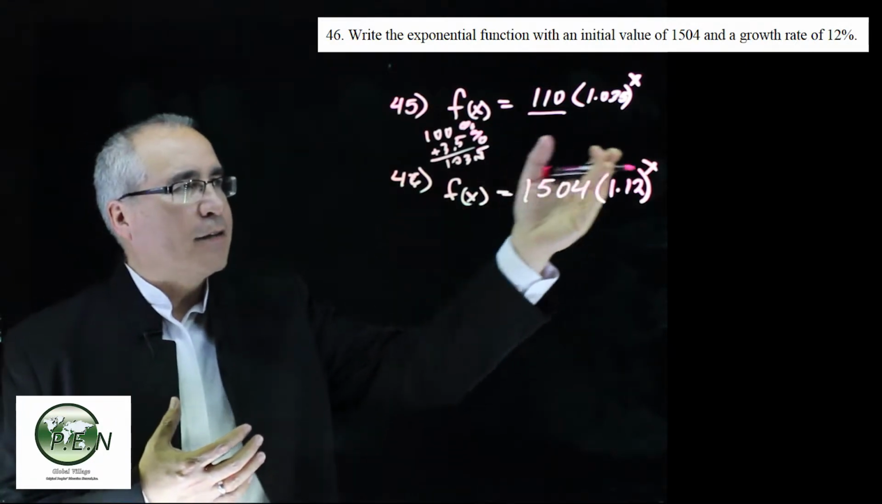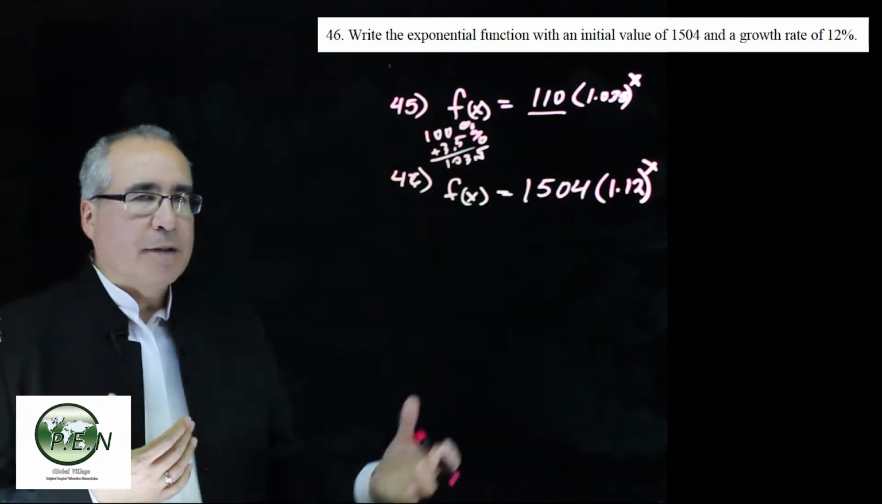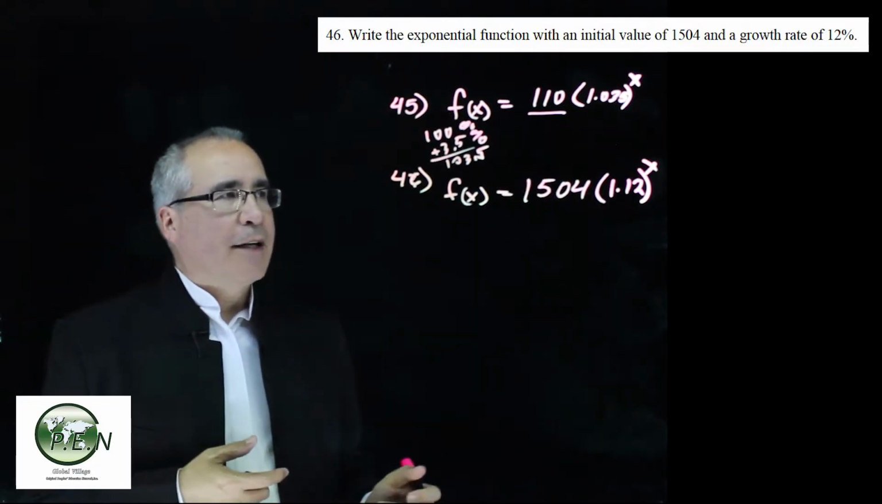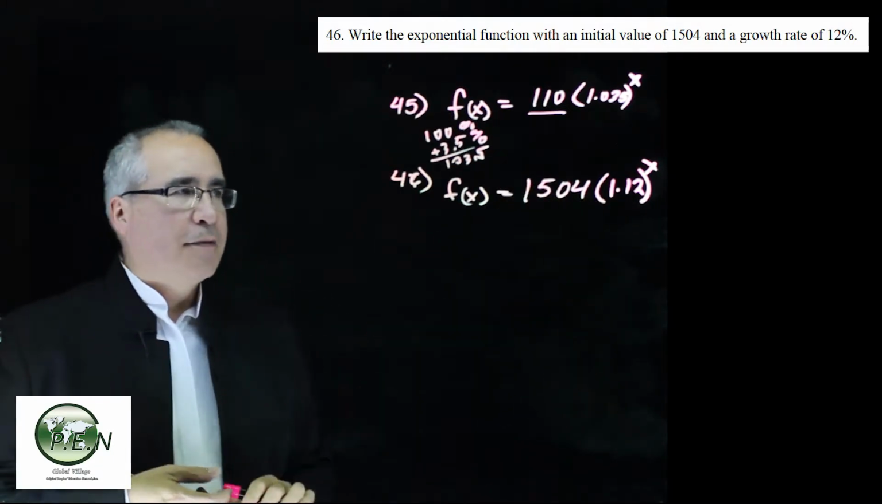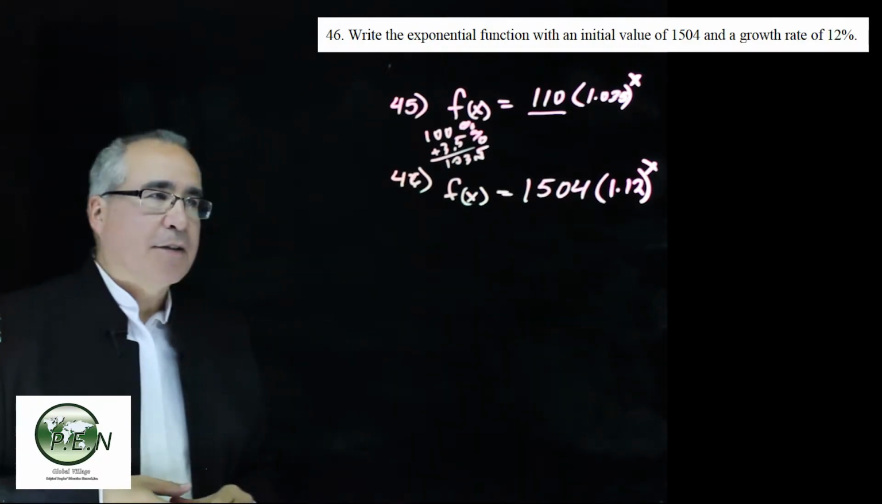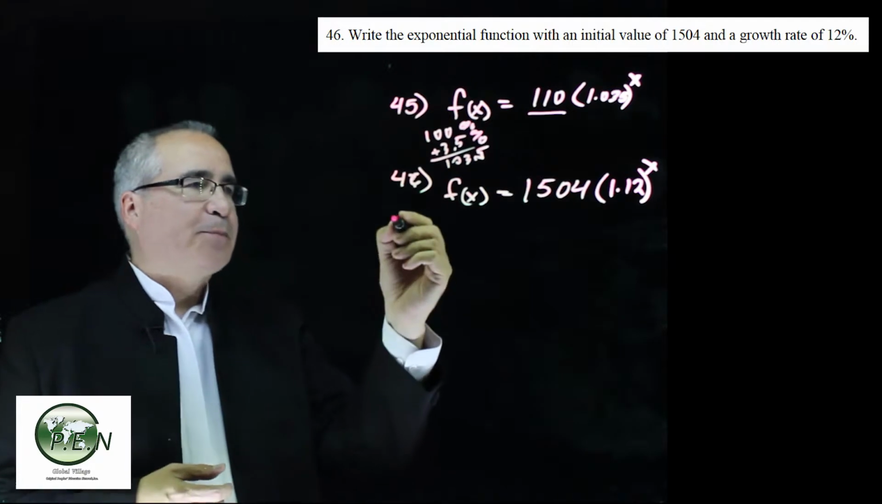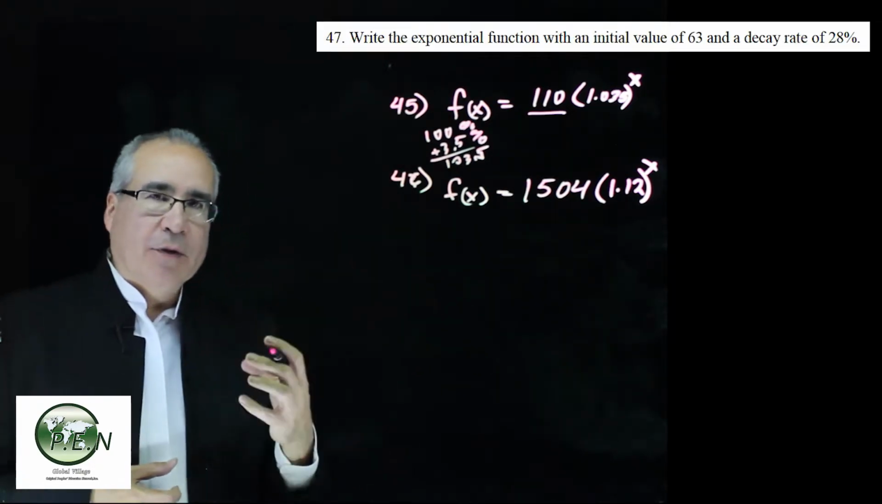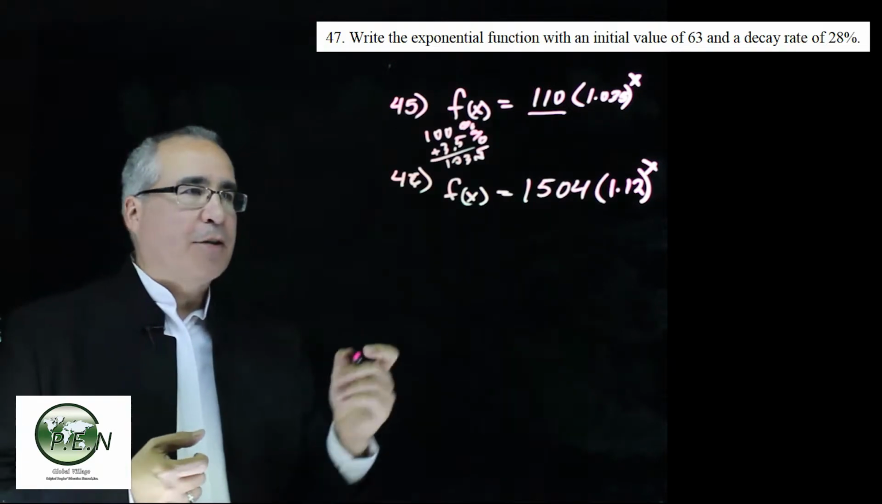Okay, so that x is going to be a number. It's going to be 1, 2, 3, 4. 10 years down the road, we will be able to figure out what 12% of 1,504 taken over 10 years gives us a lot of power. And this is building us up for the next few chapters, which are going to deal with financial math.